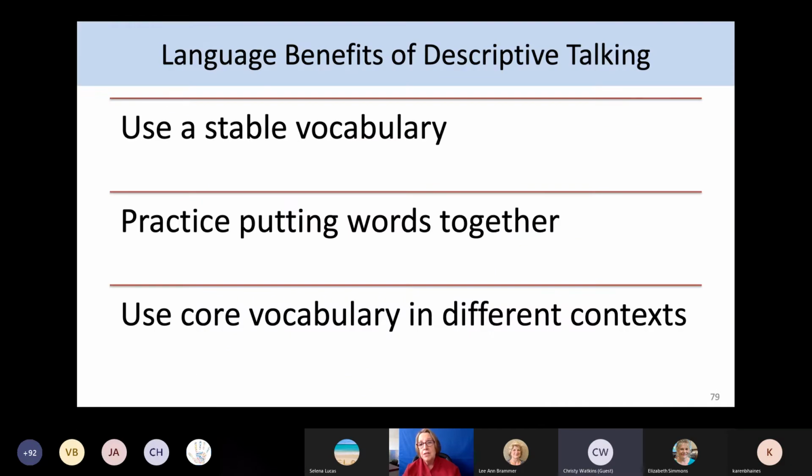So the language benefit of descriptive teaching and talking and testing is that you're using a stable vocabulary. Those words that you're going to use day after day are the words that are already in the device, and you can start putting those words together in lots of different contexts with different combinations, which is addressing the kinds of things that we want to do as speech pathologists.